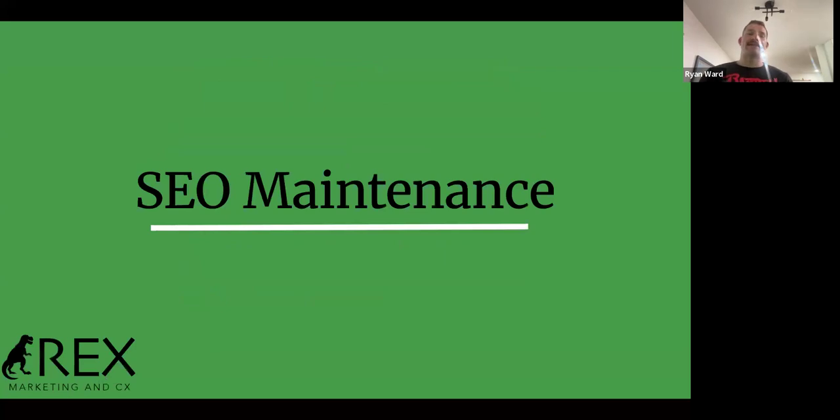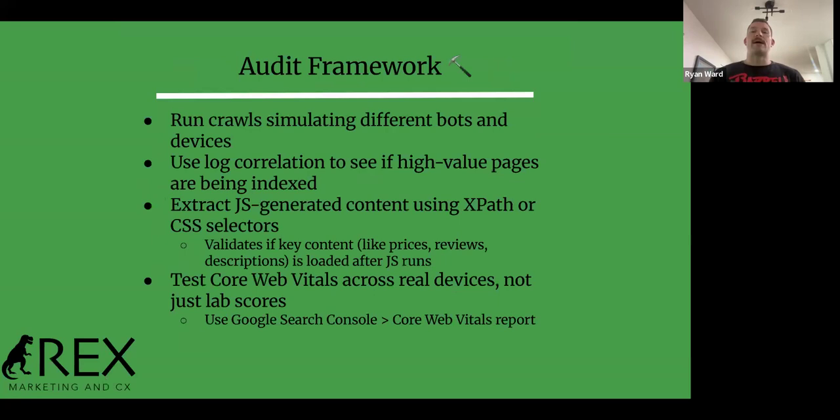So looking at ongoing maintenance for SEO. When it comes to a framework for auditing your website from a technical perspective, we've talked about a couple of these things earlier, but run crawls that simulate different types of bots and devices. You can't just crawl your site on desktop with a tool and then say, "Oh, we're good. Everything passed. Our pages were rendered. Everything was crawled correctly, so on and so forth."